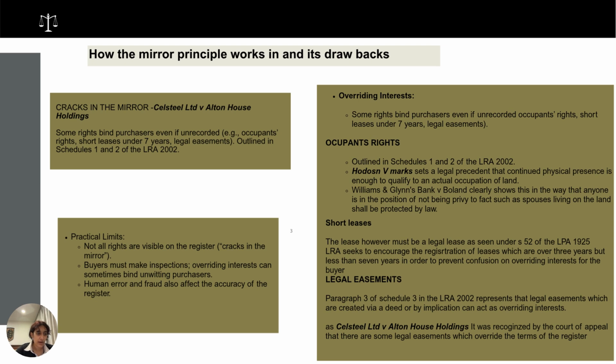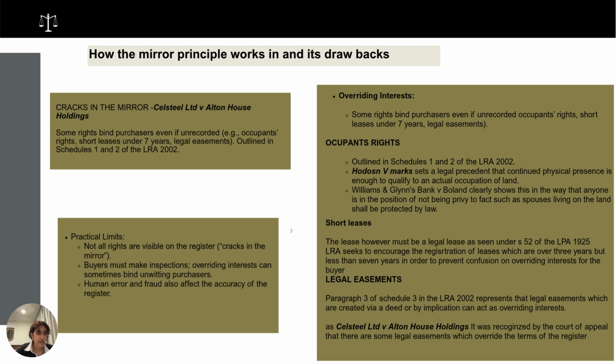Though this can be a crack in the mirror, this shows how the LRA still upholds equality in terms of protecting other occupants too. Now, secondly, when looking at what amounts to short leases, it must be a time period of 7 years or less. The lease, however, must be a legal lease too, and that is seen under Section 52 of the LPA 1925. However, the LRA seeks to encourage the registration of leases which are over 3 years but less than 7 years in order to prevent confusions on overriding interests.